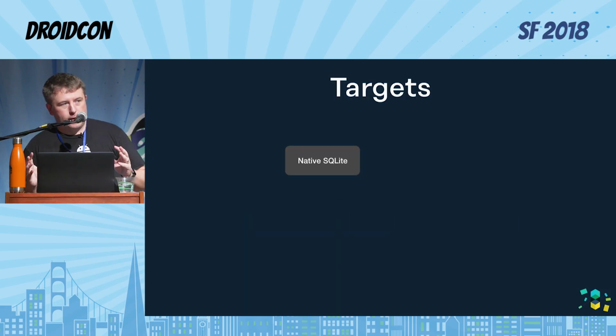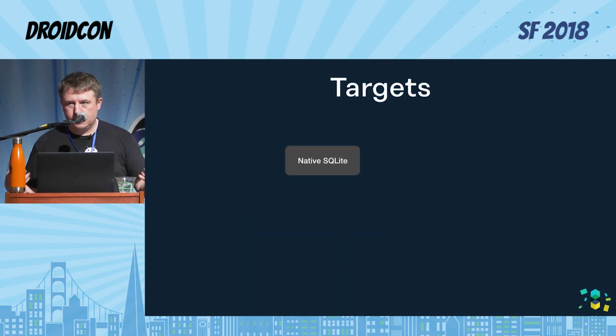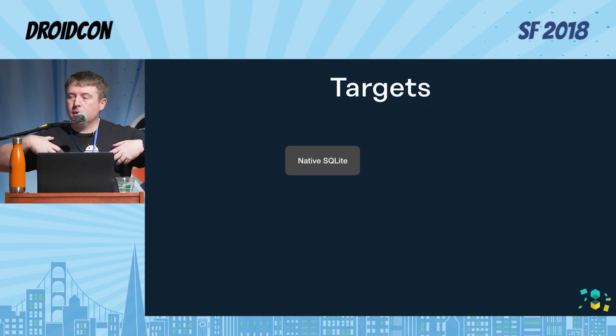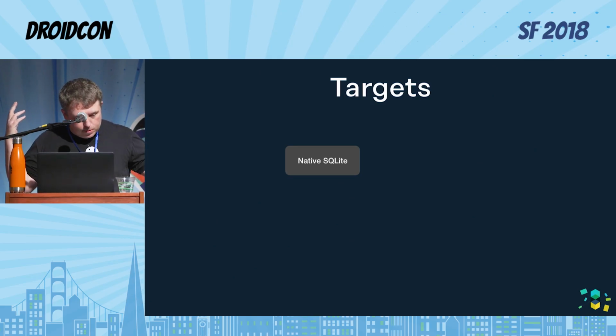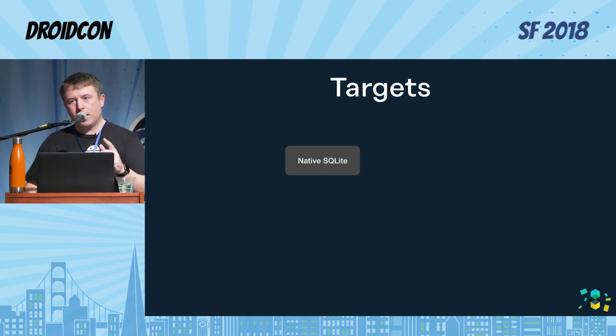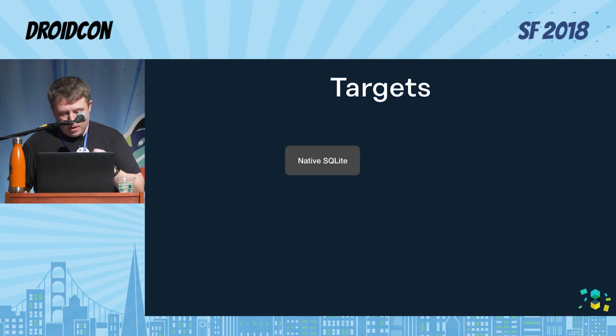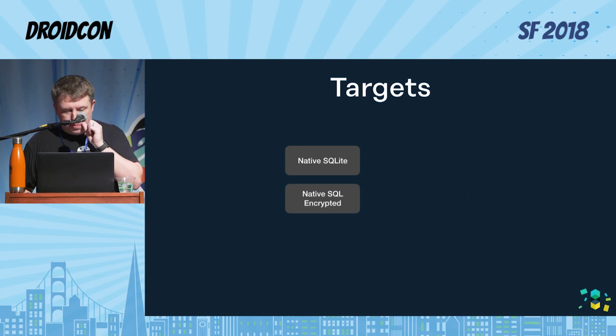So targets. Native SQLite totally makes sense, because nothing existed, and in fact I rushed to get this out because I didn't want NarcDB to be the thing and carry forward some bad ideas. Not that the Android SQLite Google team did a lot of bad stuff, but it's a decade of old thinking. You had to get rid of it. Native SQL encrypted, that's coming soon, with SQLCipher encryption extensions. Same API, that should be cool.